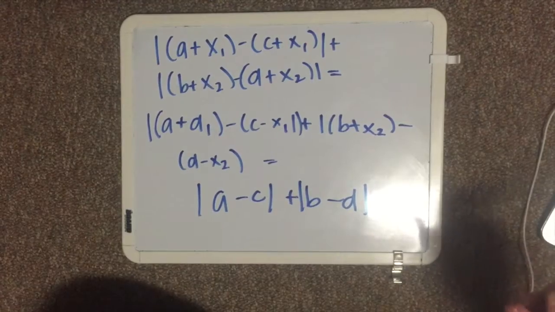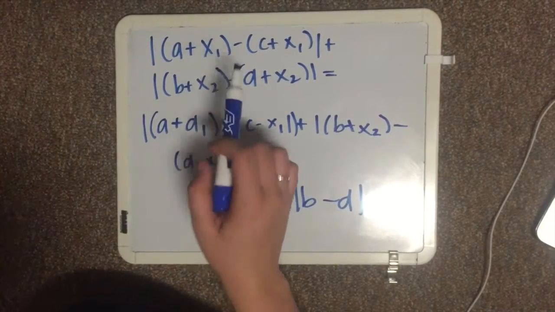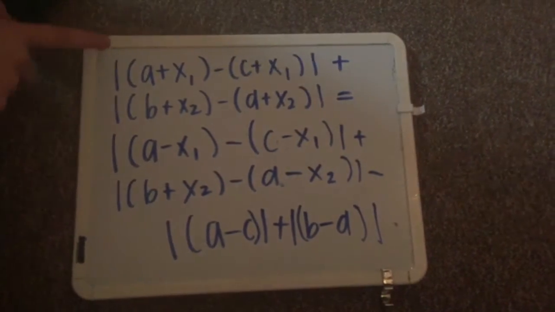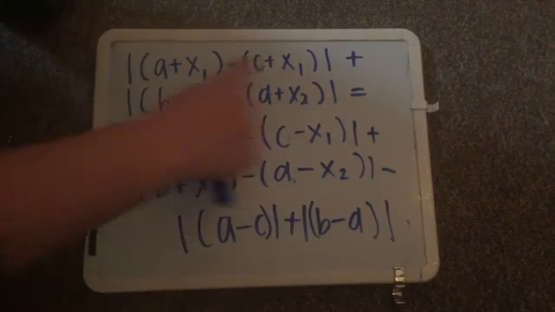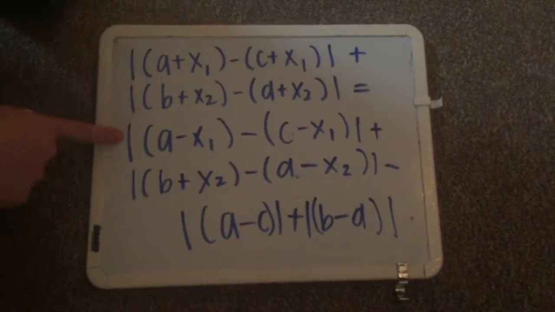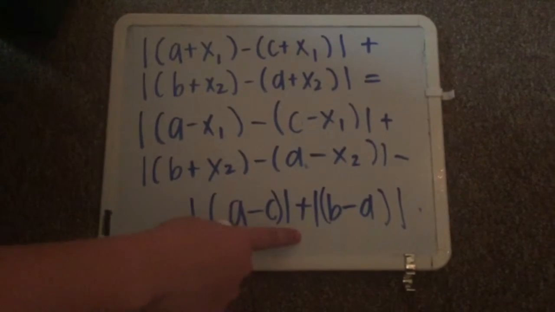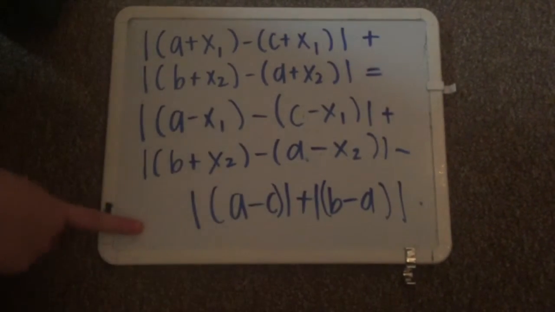down into simplest form. In order to do that, we're going to do the absolute value of A plus x1 minus C plus x1. So these are putting the 2 equations for our new points into the larger equations, and this would be the original equation, and then we're going to simplify it down all the way to it being the absolute value of A minus C plus the absolute value of B minus D, which is our original equation.